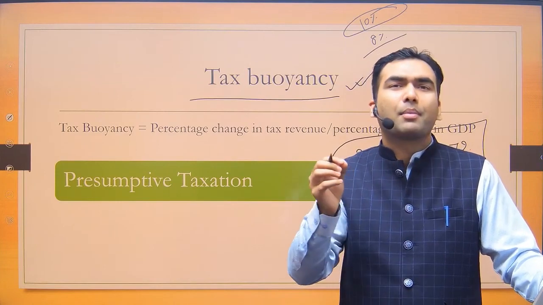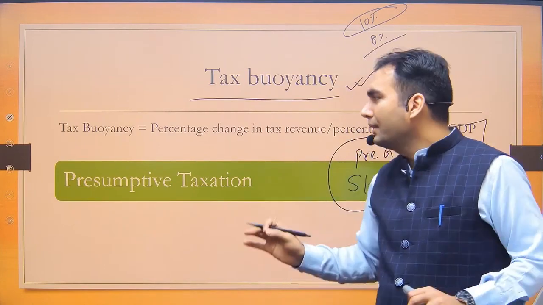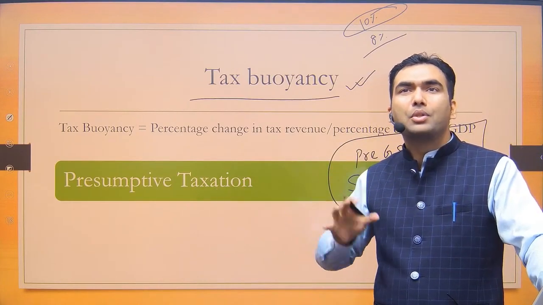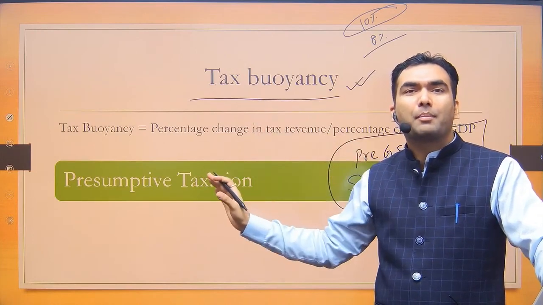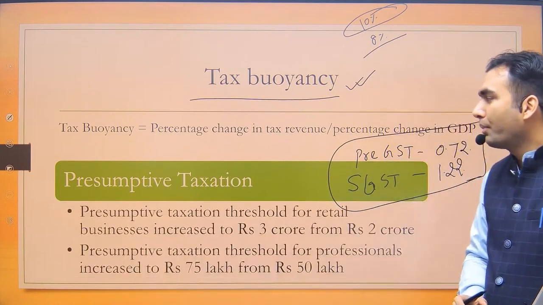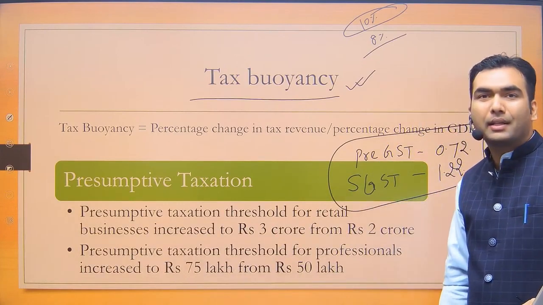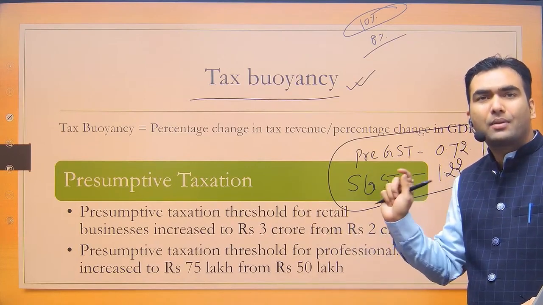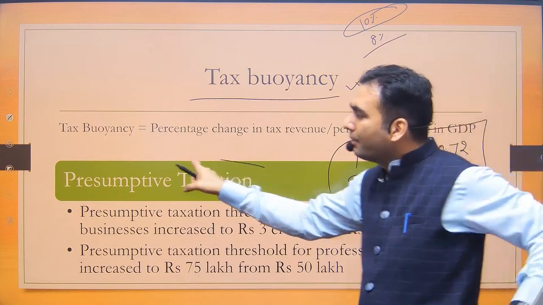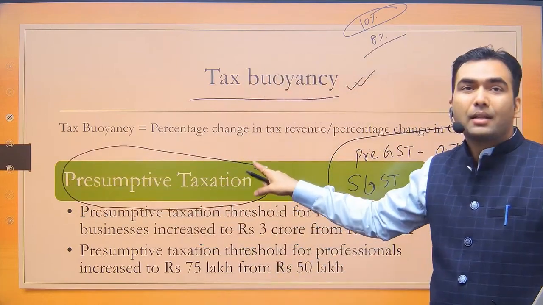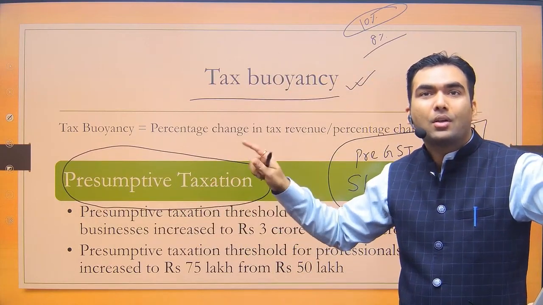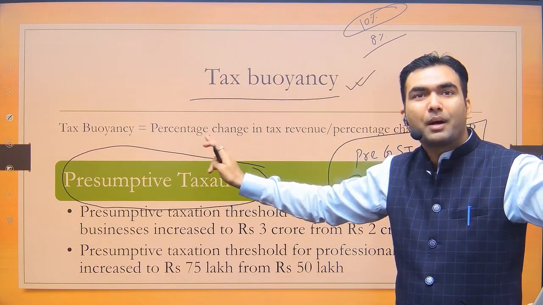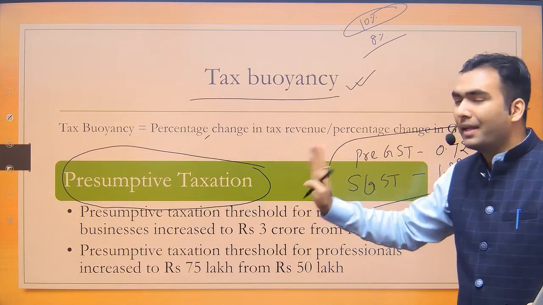So the government said, let's simplify this regime. Rather than going into all this detailing, we will presume that you have had certain income, and based on that presumption, you will have to pay tax. There are two broad categories of presumptive taxation in the Income Tax Act. Yes, 44AD, and there are other sections as well. Those sections are not important, so that's why I'm not telling you. This concept of presumptive taxation is important, and a statement can be asked whether this is a part of the Income Tax Act, the GST Act, the Custom Duty Act, or some other act. So this is part of the Income Tax Act. This is a kind of direct taxation.